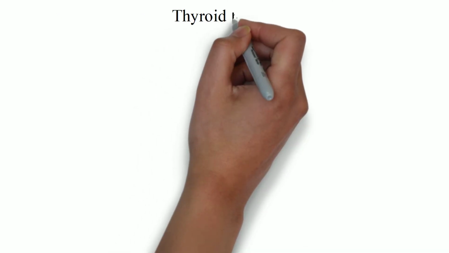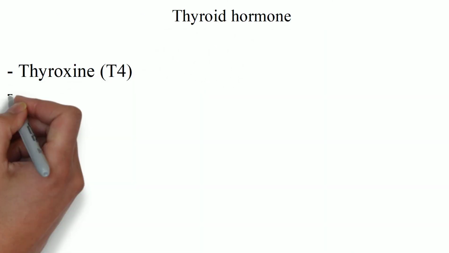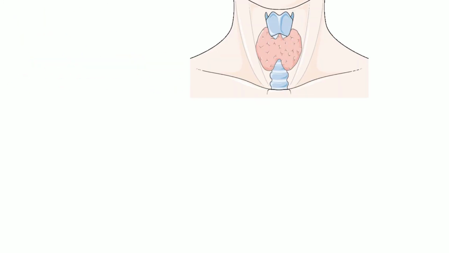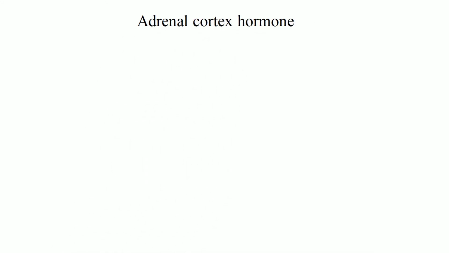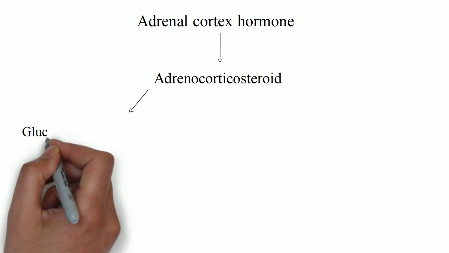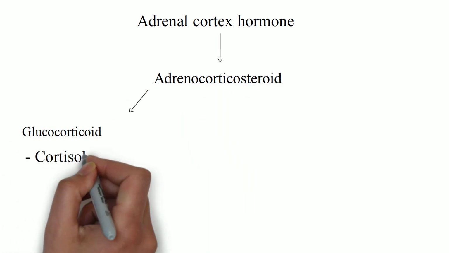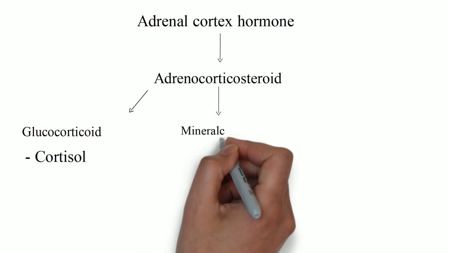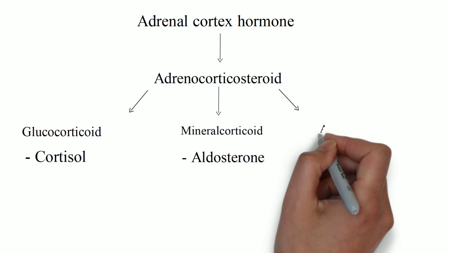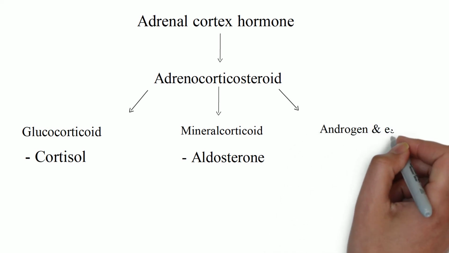Then we move on to thyroid hormones. Thyroid hormone consists of two hormones, which is thyroxine T4 and triiodothyronine, which is T3. Then we have adrenal cortex hormones. Adrenal cortex hormones are also known as adrenocorticosteroids. It consists of three hormones, glucocorticoid, which is cortisol, then we have mineralocorticoid, which is aldosterone, and then we have androgen and estrogen, which are produced in small amount.